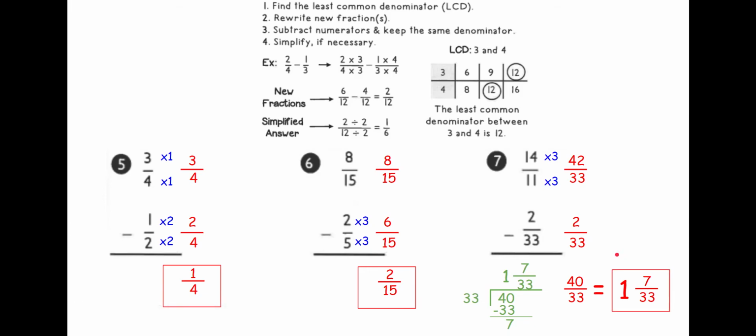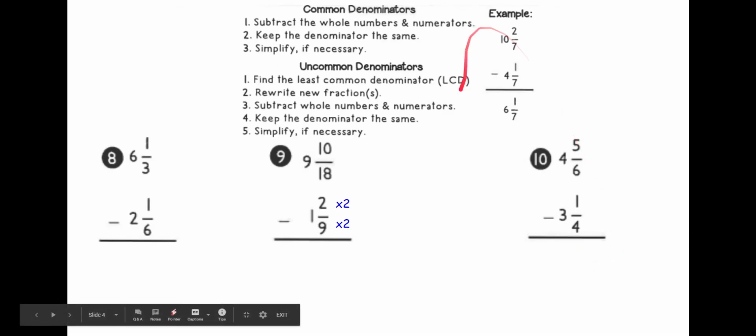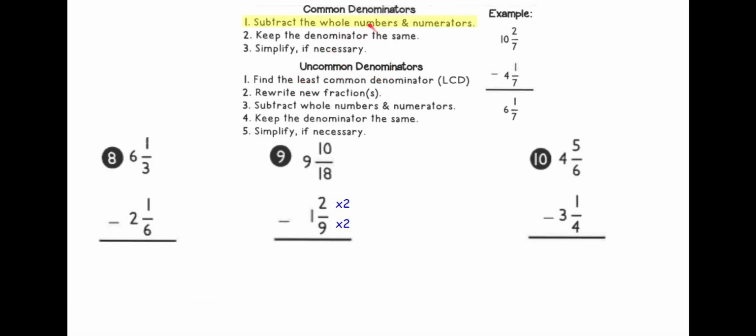Box that answer. Finally, we are going to work on some mixed numbers. So if you have a common denominator, you just subtract the whole numbers and the numerators. You keep the denominator the same, and you simplify if necessary. So take a look at this. 2 sevenths minus 1 seventh is 1 seventh. 10 minus 4 is 6. And so I get 6 and 1 seventh. I cannot simplify, so that's it. That's my answer.